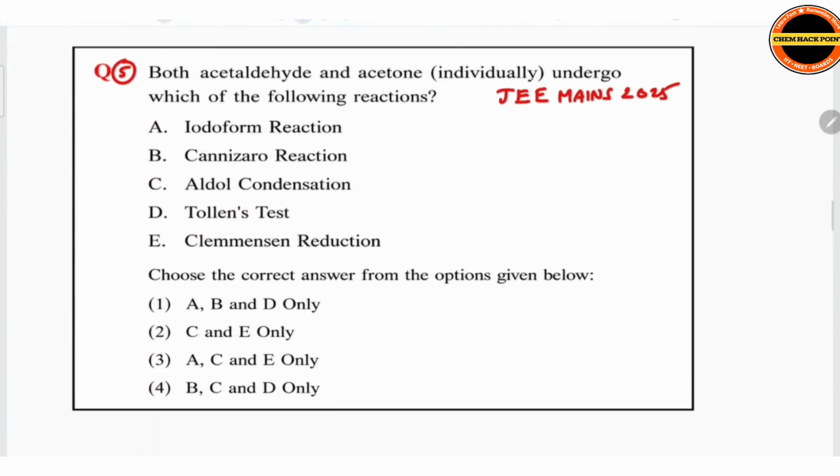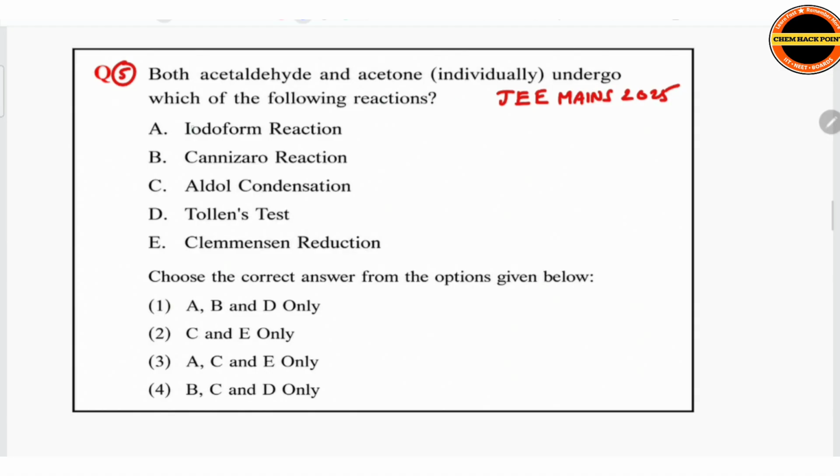Next, JEE Mains 2025 question. Both acetaldehyde and acetone undergo which of the following reactions individually? Individually, we need to find which reaction both give separately. For example, here I am taking acetaldehyde CH3CHO and then acetone CH3COCH3. If you observe both, for the iodoform reaction, CH3CO is required. Here CH3CO is present in both, so both will give the iodoform test.